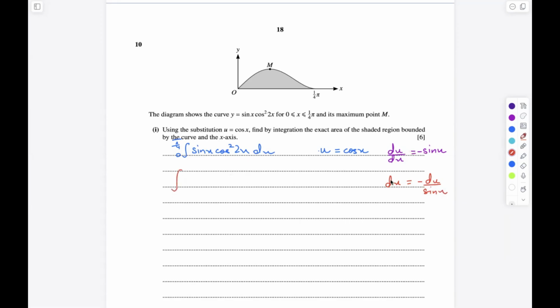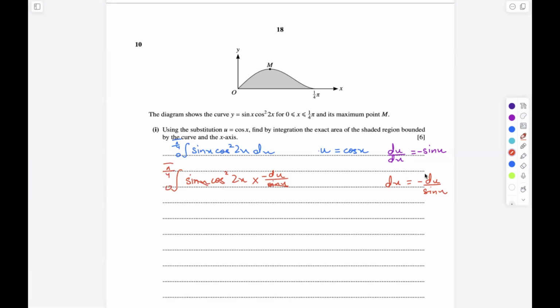So the first thing to remember when we are doing substitution is that in place of dx, first we make the substitution. So this will become sin x cos squared 2x, and we'll write minus du upon sin x. So sin x and sin x will cancel out. The limits are pi upon 4 and 0.